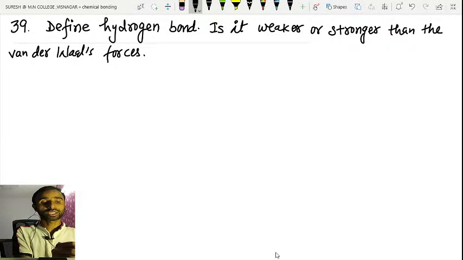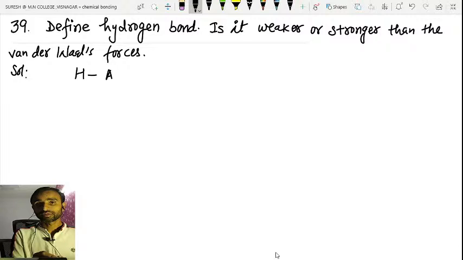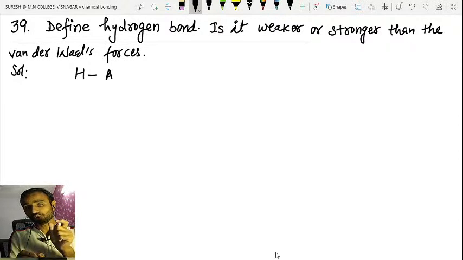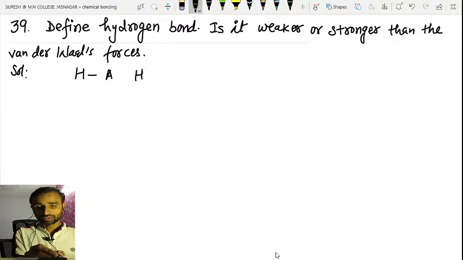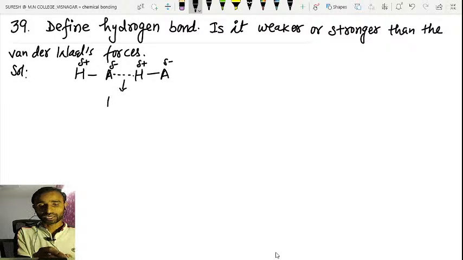So tell me, what is hydrogen bond? Hydrogen bond is the bond between hydrogen of one molecule and an atom which is small in size and highly electronegative of the other molecule. So partially negative, partially positive, partially positive, partially negative. So this is called hydrogen bond.